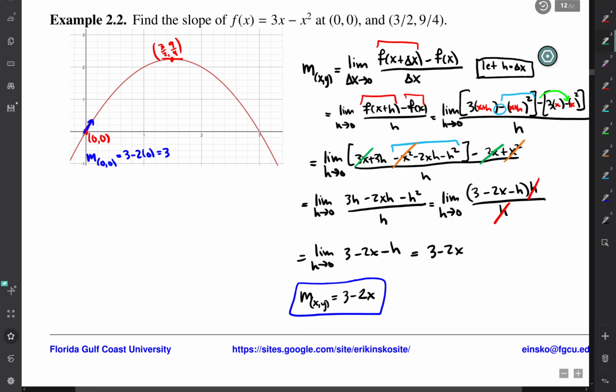And at (3/2, 9/4), I'm going to get that the slope is 3 minus 2 times 3/2. Well, that's 3 minus 3, or 0. And that shouldn't be too surprising because it looks like this thing has slope 0. It's a horizontal line at that point.